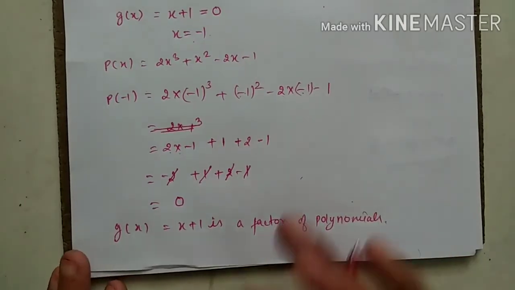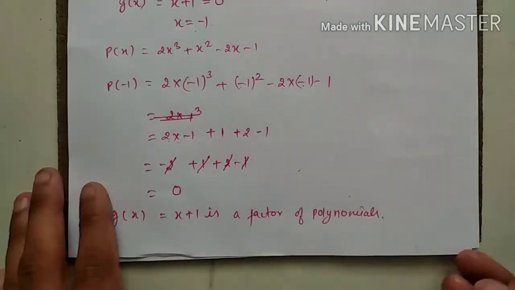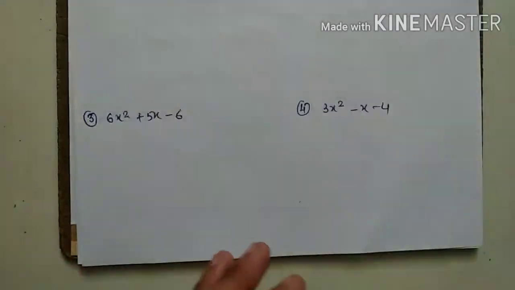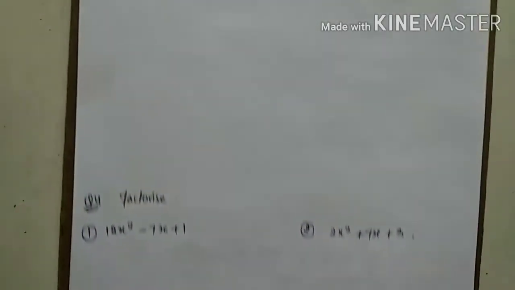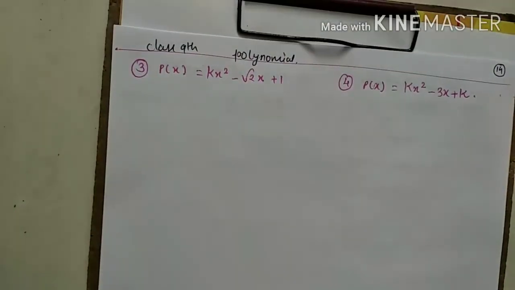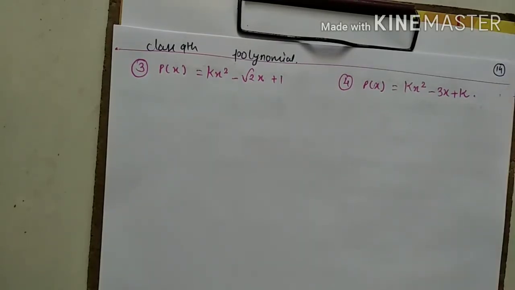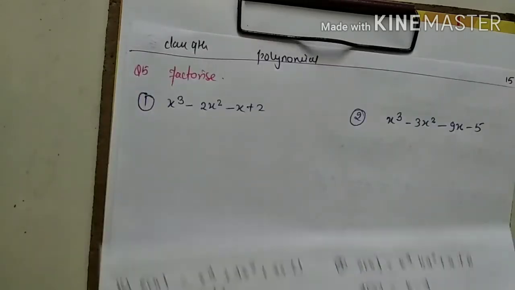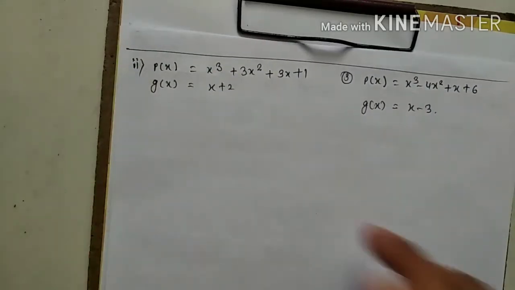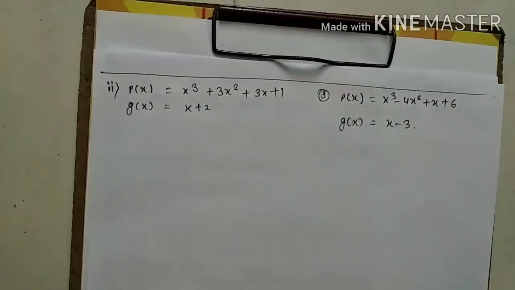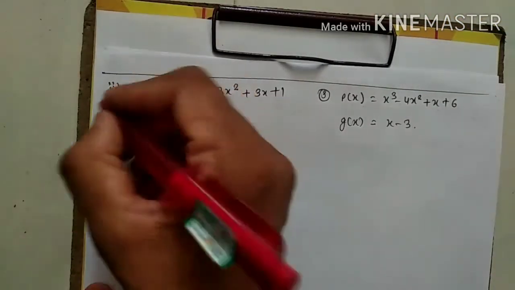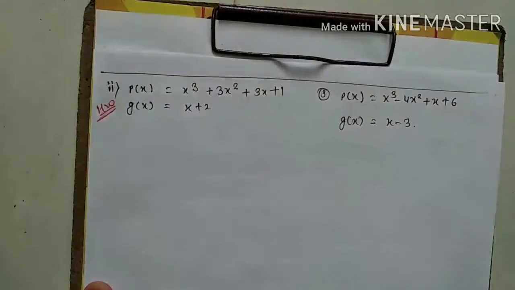Is it clear? This is the way you have to solve this question. After that, come to the next. Next is the third question. Sorry, this is the second question we have. In the second question, I am giving you as homework. Try it the same as above.